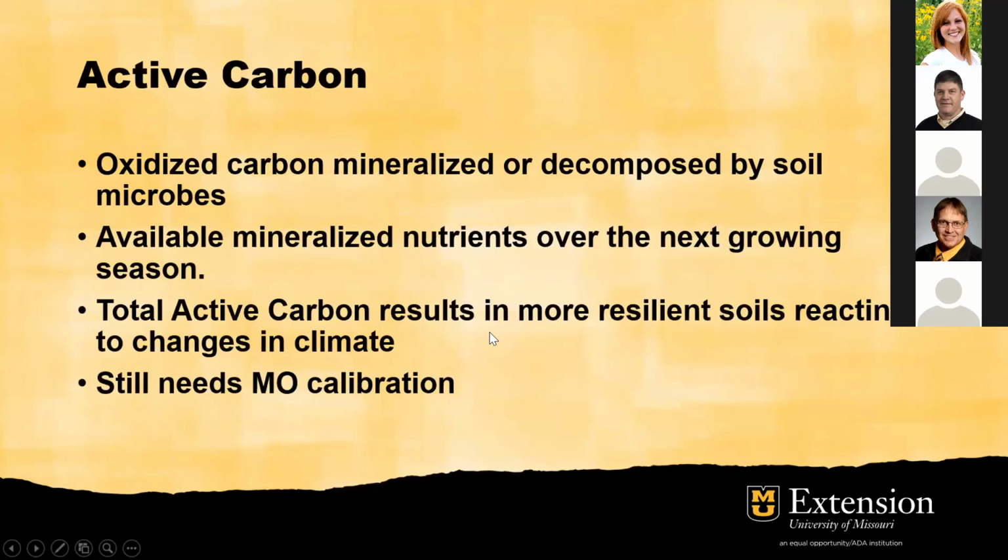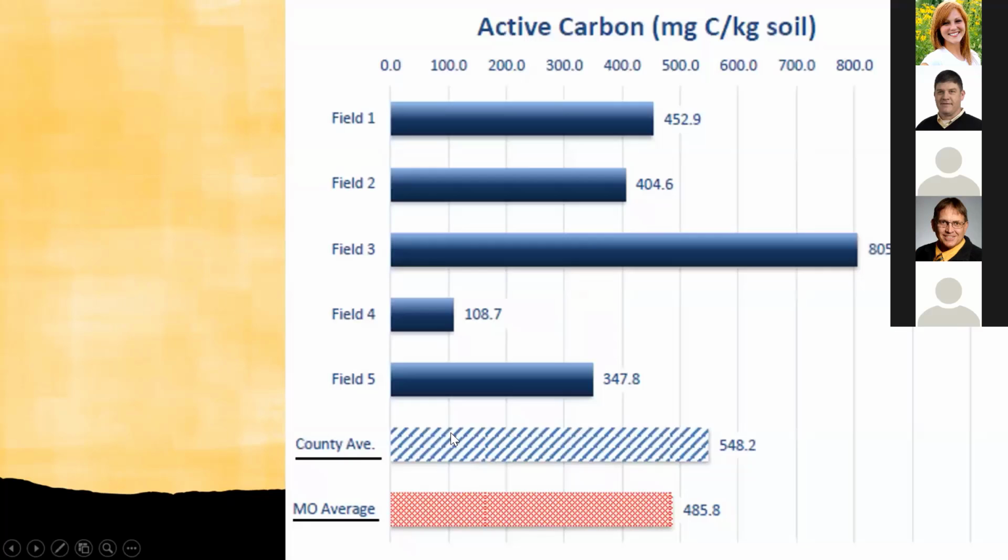Active carbon is another result. It's the oxidized carbon mineralized or decomposed by the soil microbes. It's the available mineralized nutrients over the next growing season. So it's what's to come. The total active carbon result is more resilient in the soil, reacting to climate change. And we still need more calibration on this subject. But here again, active carbon. And as we might suspect, active carbon is going to give us similar results. Field 4, again, is the shining star, and we're going to have to do some work on it.